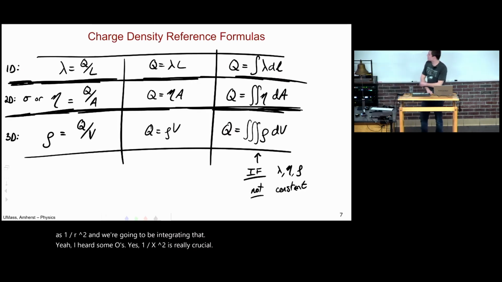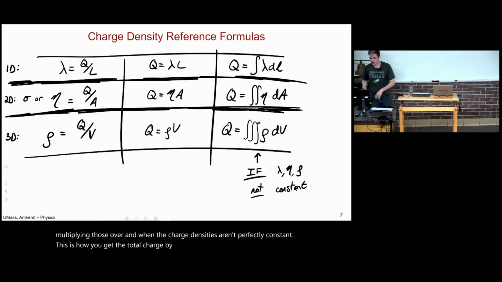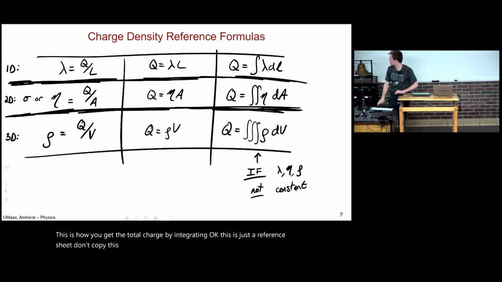Okay, and here's a page of reference formulas in case you ever need them. Here on the left is how you get the charge densities from the total charge. Middle is how you get the total charge from the charge densities. That's just multiplying those over. And when the charge densities aren't perfectly constant, this is how you get the total charge by integrating. Okay, this is just a reference sheet. Don't copy this down. It's available online.